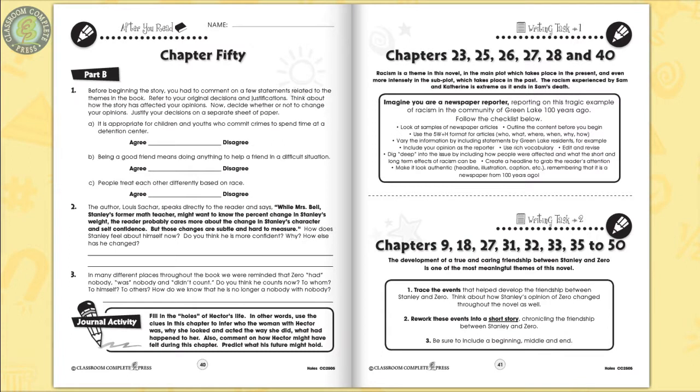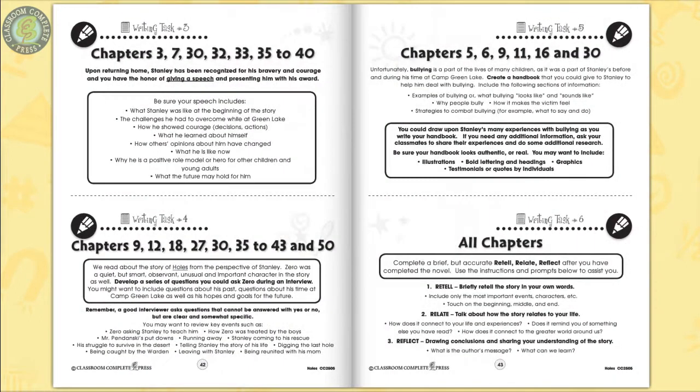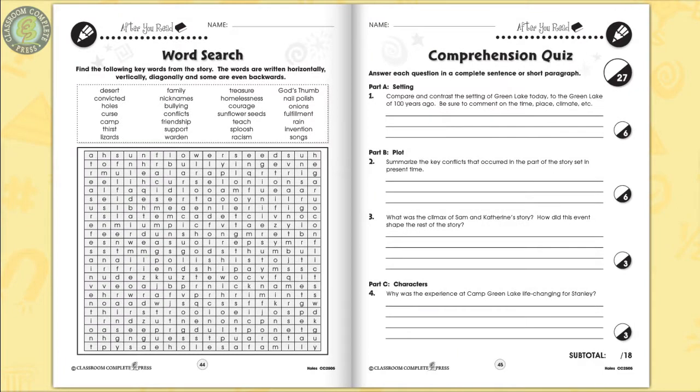6 additional writing tasks follow. Supplement an existing unit with in-depth writing tasks, such as creating a handbook to help Stanley deal with bullying. A word search puzzle and comprehension quiz ends the unit.